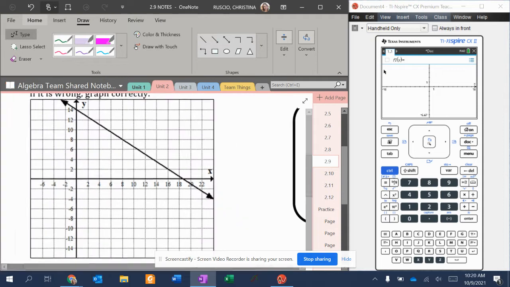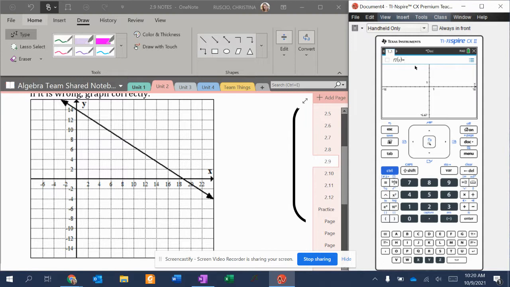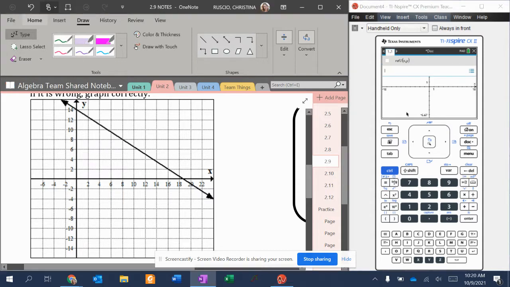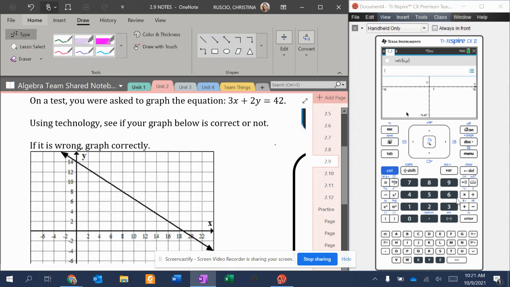All right, so the first thing that I'm noticing on my calculator when I try to graph this is that I have an equal sign there. I don't want that there anymore, so I'm going to hit delete and select relation. Then I'm going to type in my equation of 3x plus 2y equals 42. The equal sign is underneath control, and then you're just going to hit enter.